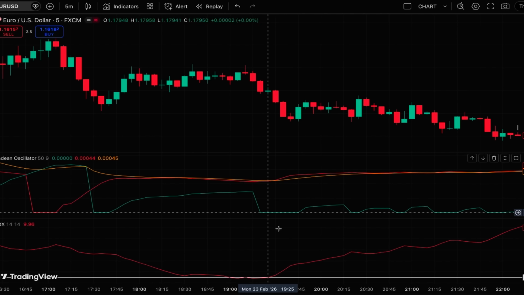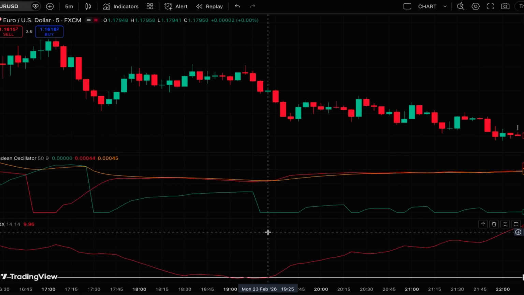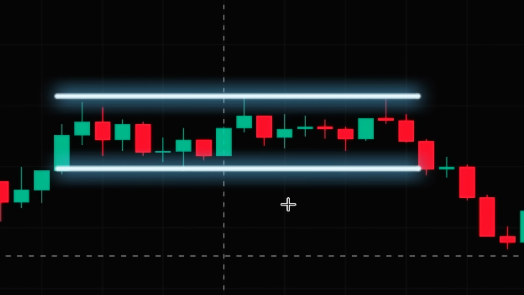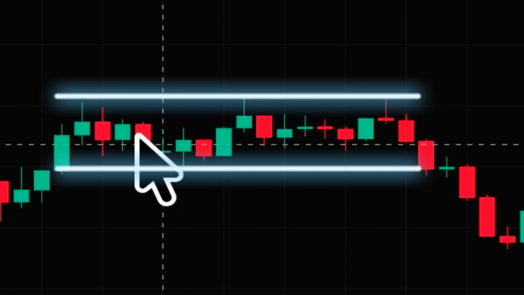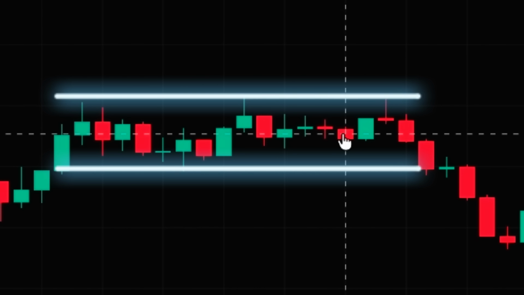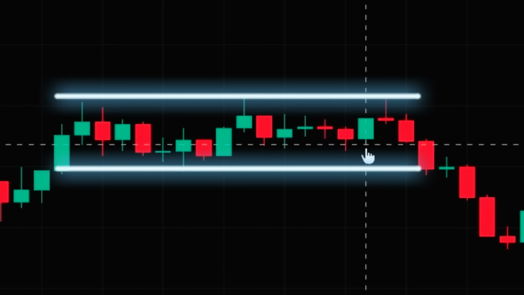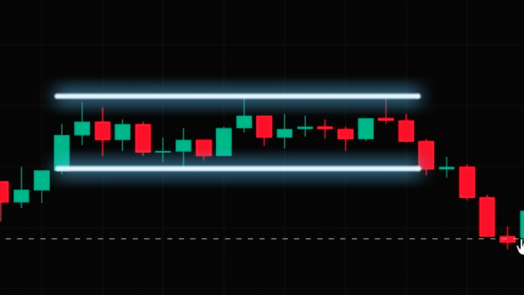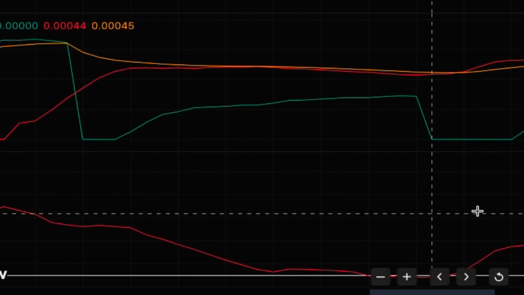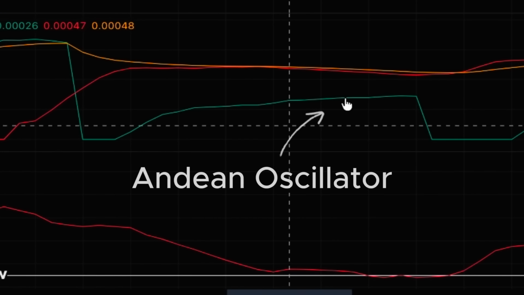Alright, getting back to the chart. With this trading strategy, we try to identify when the price is in a very tight consolidation period and then we try to catch the breakout of the consolidation period. For this purpose, we added two indicators here, ADX and Andean Oscillator.